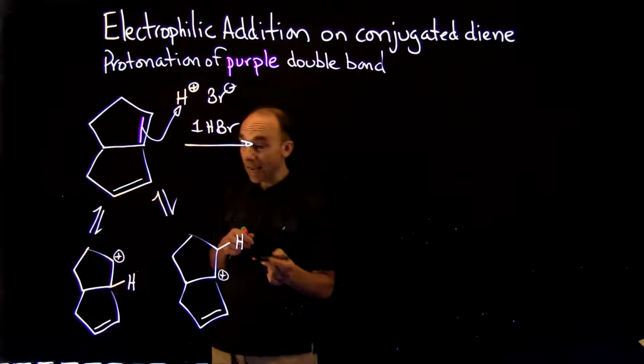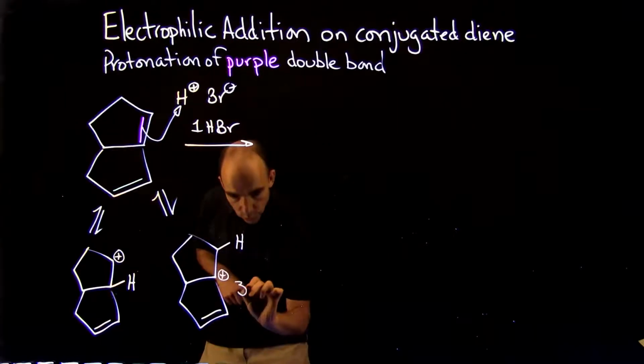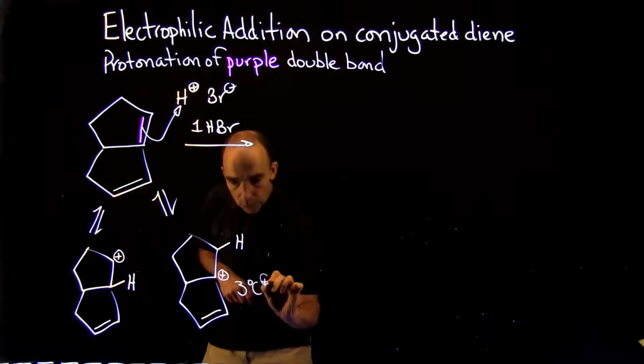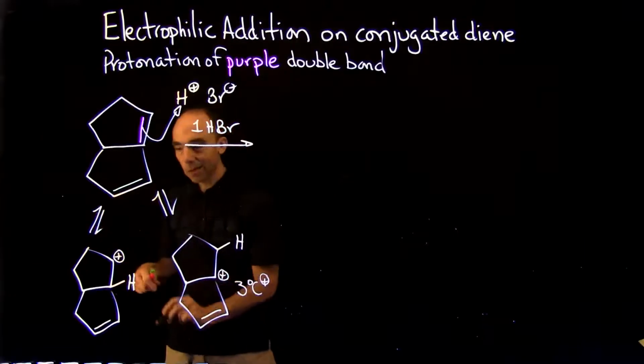In this particular case, there's a very large difference between the two intermediates. This one is a tertiary carbocation with 3 electron donating groups, whereas this one is a secondary carbocation.